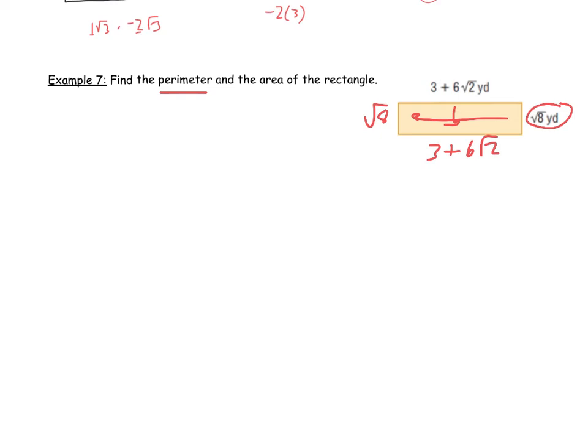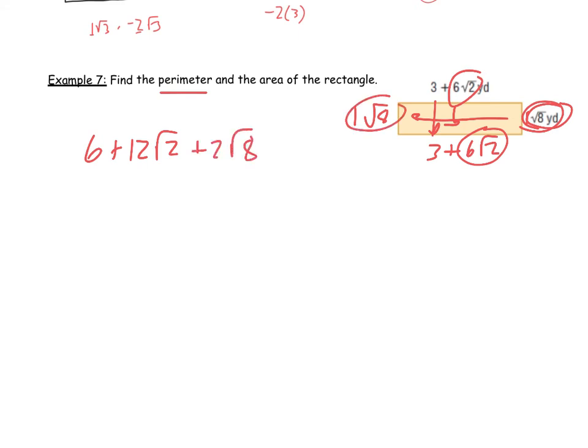Well, you can kind of do it in your head. 3 plus 3 right here is 6. 6 square roots of 2 plus 6 square roots of 2, that's 12 square roots of 2. And then 1 square root of 8 plus 1 square root of 8, they're like radicals. That's 2 square roots of 8. 6 is just 6. 12 square roots of 2, I can't do anything with the 2.